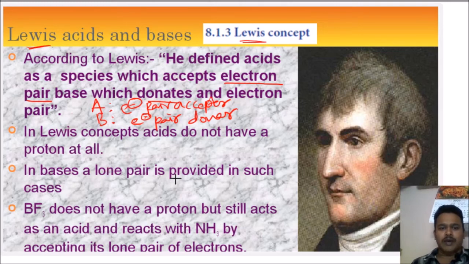Bases provide lone pairs in such cases. Lone pair means two electrons which are on the atom without participating in the bonding. And BF3 does not have a proton but still acts as an acid and reacts with NH3 by accepting its lone pair of electrons. They are showing how BF3 is a Lewis acid. How can we prove it? By a reaction with ammonia.